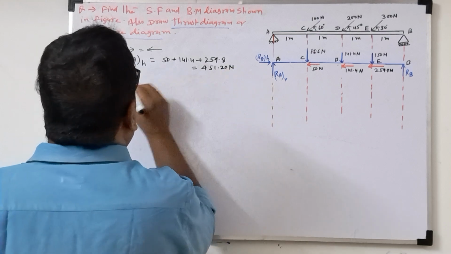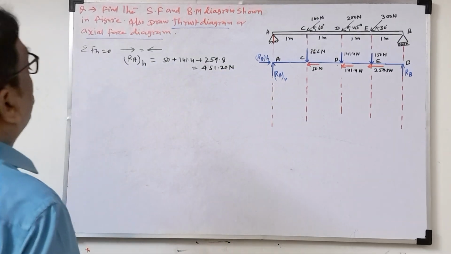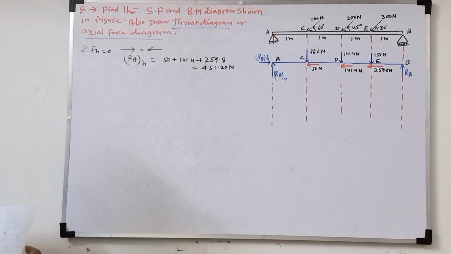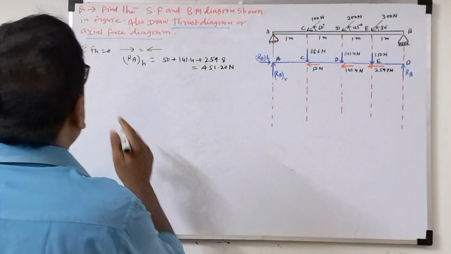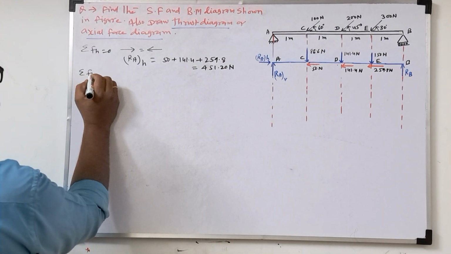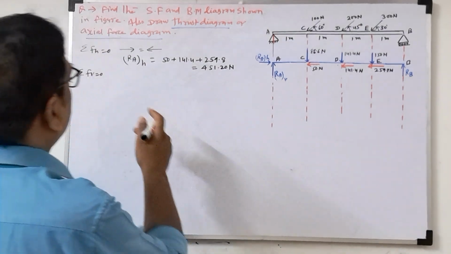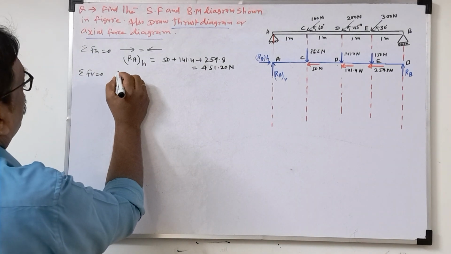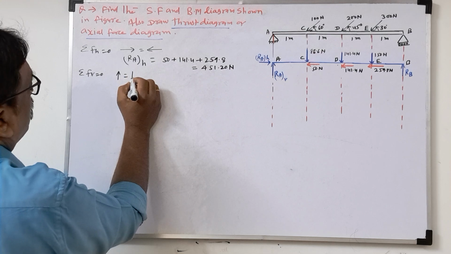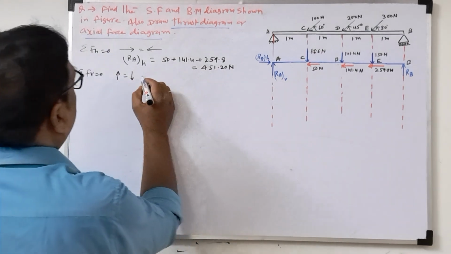451.20 Newton. RA plus the RAH is equal to... Okay. So now we'll take the other equilibrium equation, sigma V equal to 0. That means total vertical forces will be 0. So here what concept will we follow? Total upward force is equal to total downward force. So what is upward force?